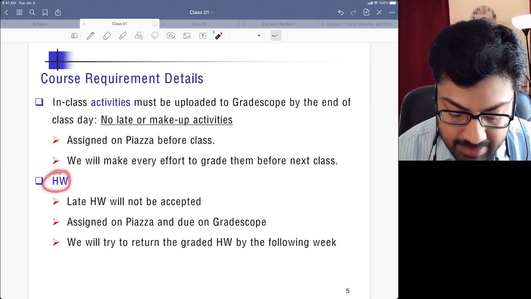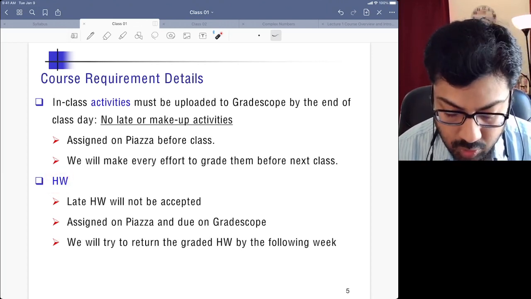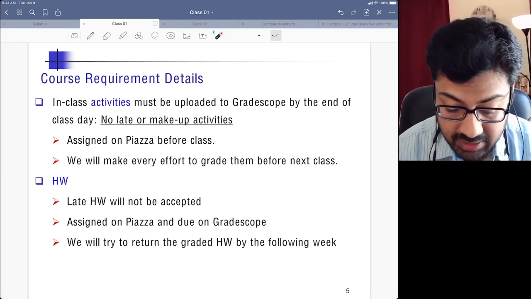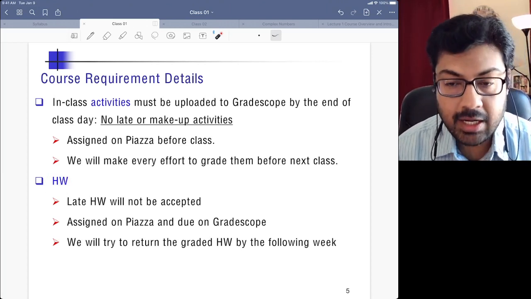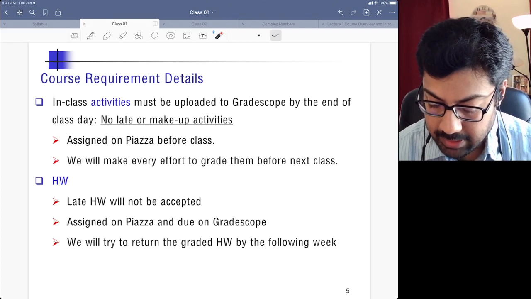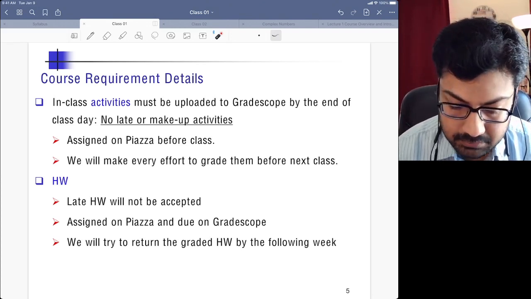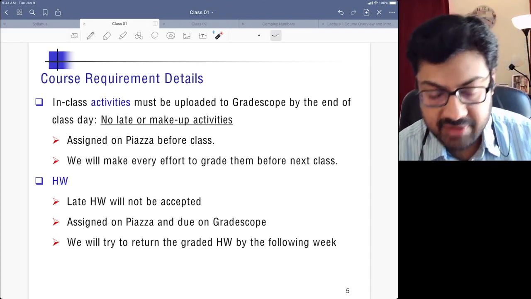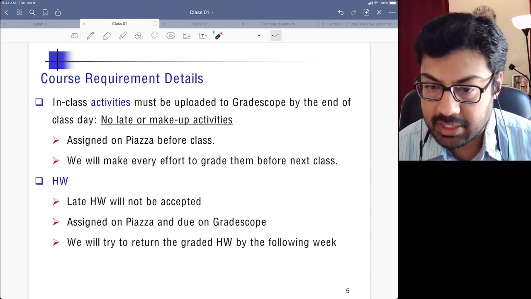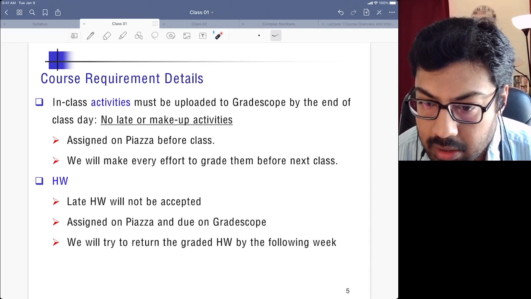Homeworks, again, same rules: assigned on Piazza, due on Gradescope. Please don't be late in terms of homework submissions. And in terms of grading homeworks, we'll try to return them in one week's time. So things are assigned on Piazza, due on Gradescope. That's essentially what's going to be going on.